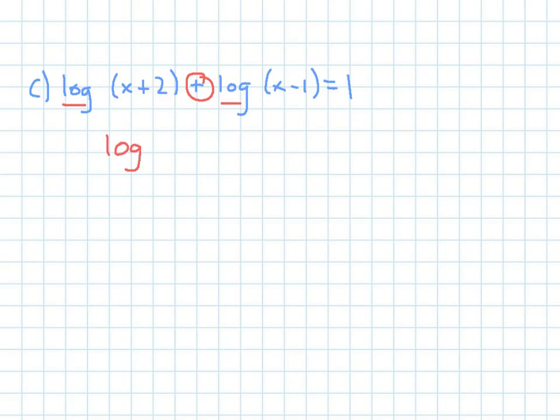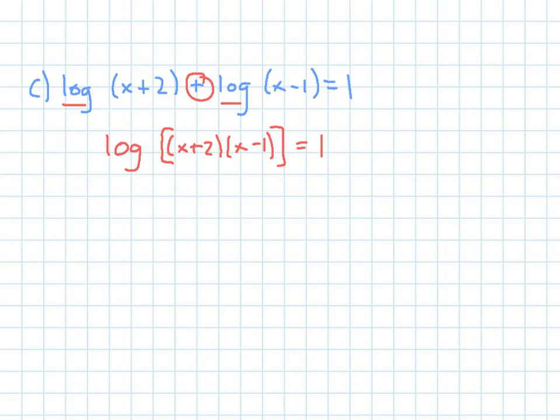So I say log, so a single log, of x plus 2 times x minus 1, which equals 1. Okay, now you can multiply them out if you want. At this point, you can wait. It doesn't really matter.